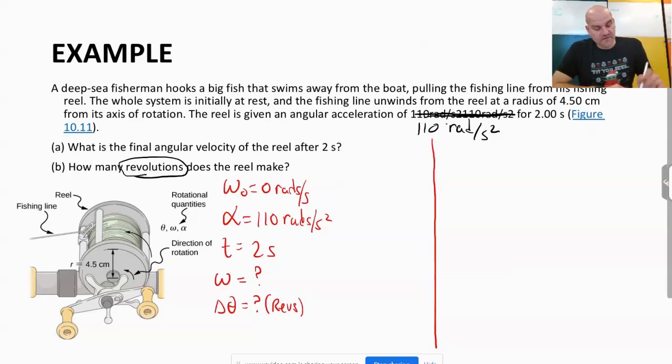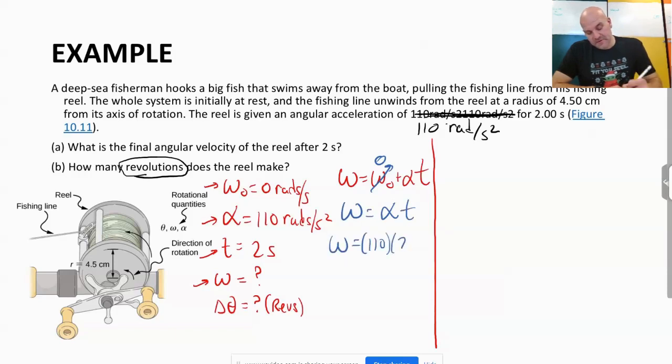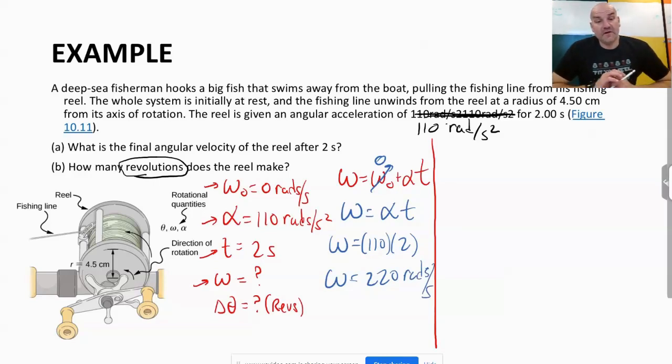For the first one, we're trying to find the final angular velocity. So I've got omega 0, alpha, t, and I'm missing omega. What's the one in this part of the question that I'm not asked for and not given? It's delta theta. So I'm going to use omega equals omega 0 plus alpha t. And before I start plugging in, I can cancel that out, and so that becomes omega equals alpha t. So omega will be simply 110 times 2, or 220 radians per second. Okay, so that's part A with the final angular velocity.